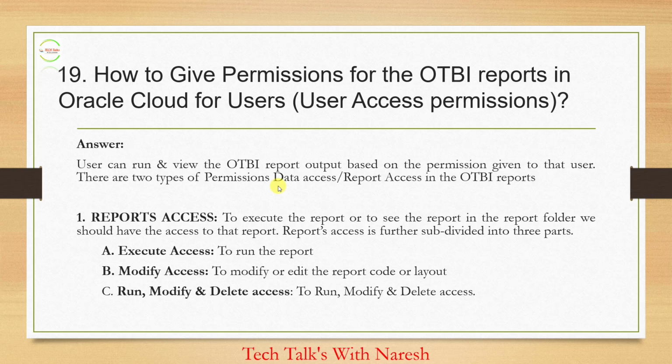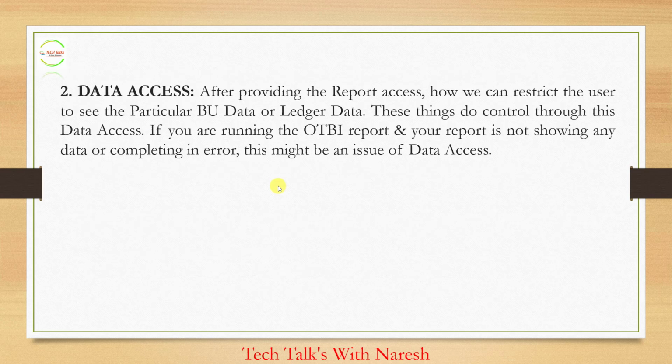Suppose some organization has two different business groups or business units. The users will not be able to see the data of both the business units. They only have to see the data of the business unit they belong to. So at that time we will use this respective permission, that is the data access permission. Okay, so these are the two access permissions on which we will get questions in the interview.